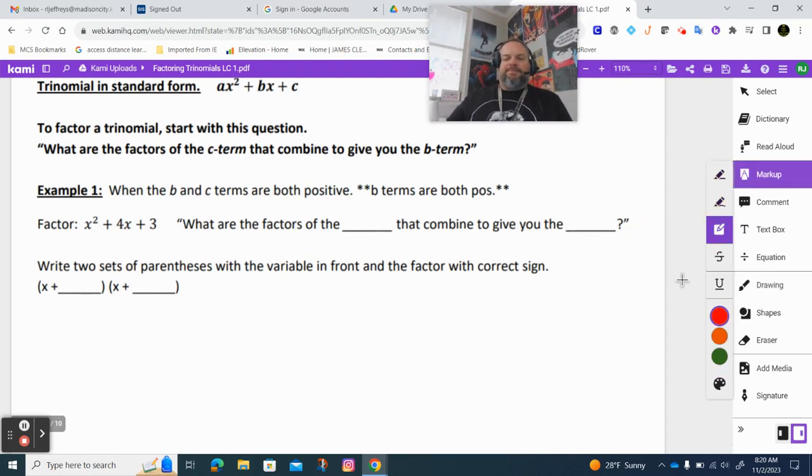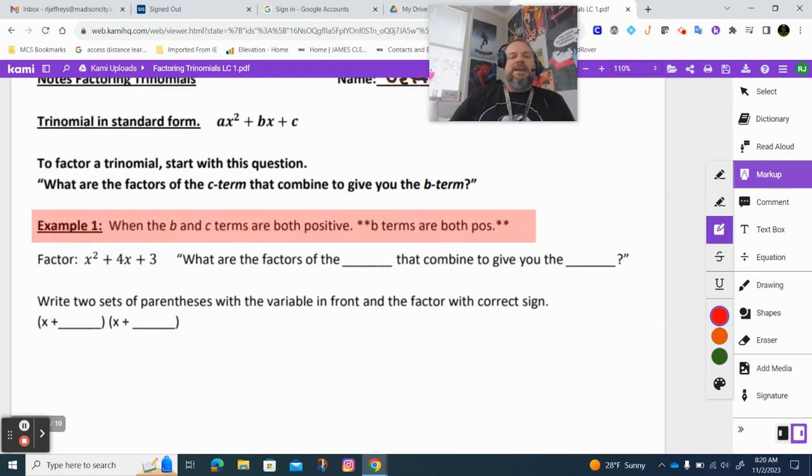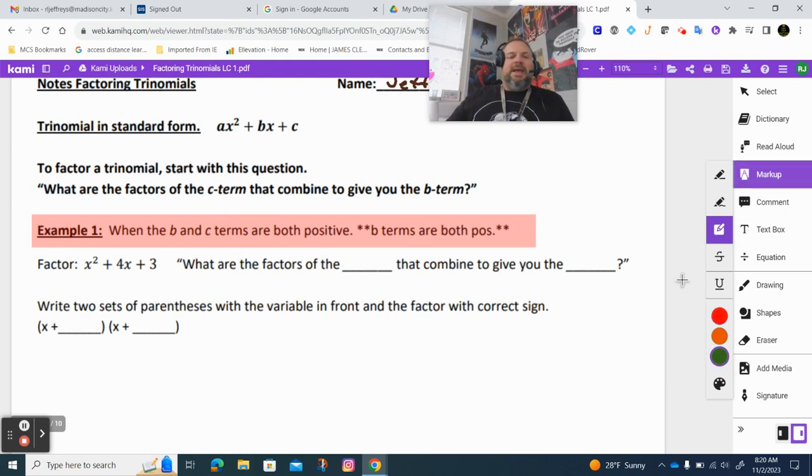Here's the deal. Example one. Here's our form: x squared plus bx plus c. That's our standard form.